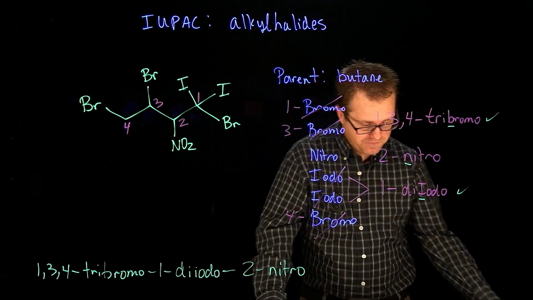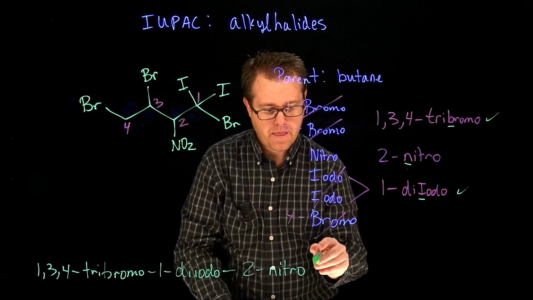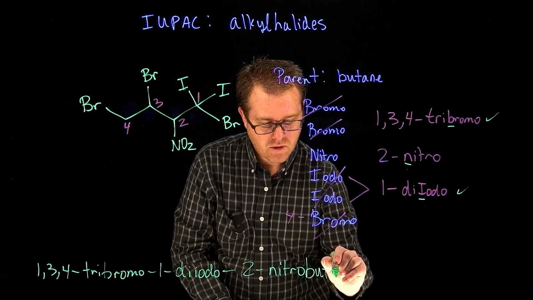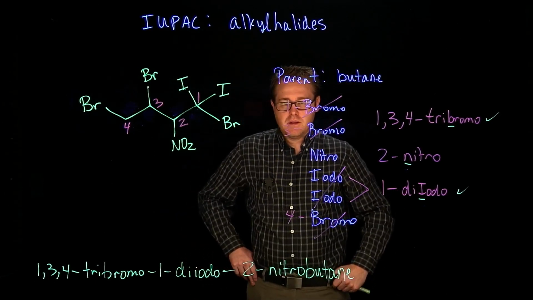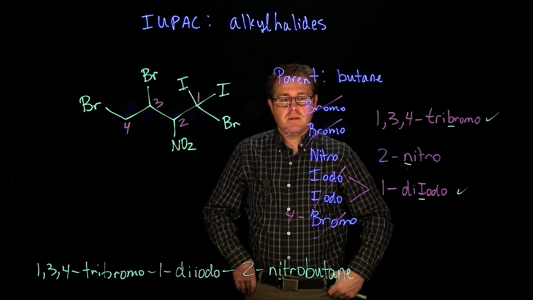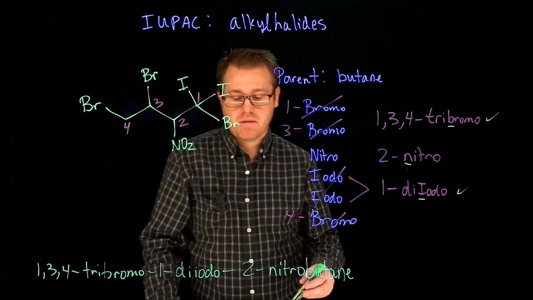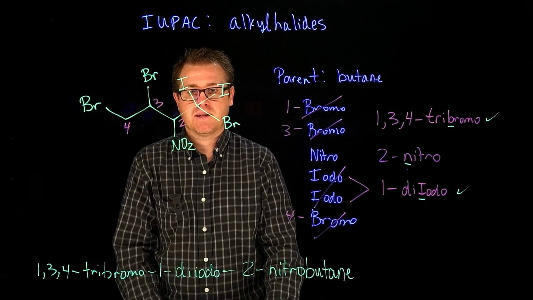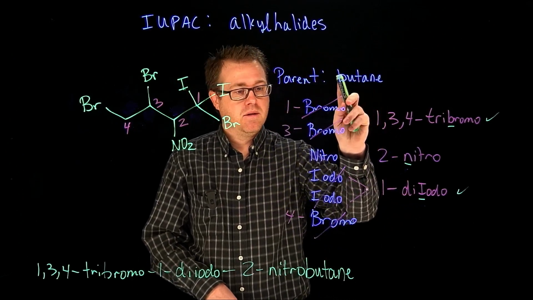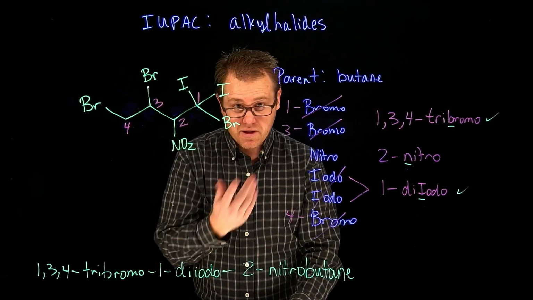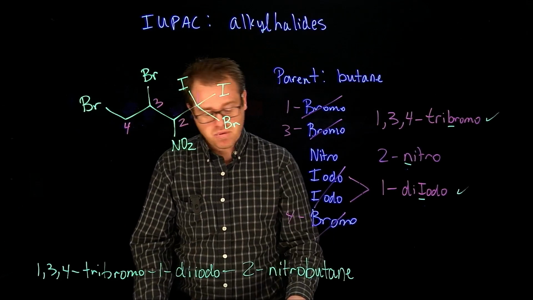Okay, are we done? No, because I haven't put the parent name. So that's how we do it. When you first look at a problem, you might get a little nervous and be like, oh, this is complex. But you see how I just go through the process? Parent name, substituents, numbering the carbon chain in the correct way, then alphabetizing. It's that process there.